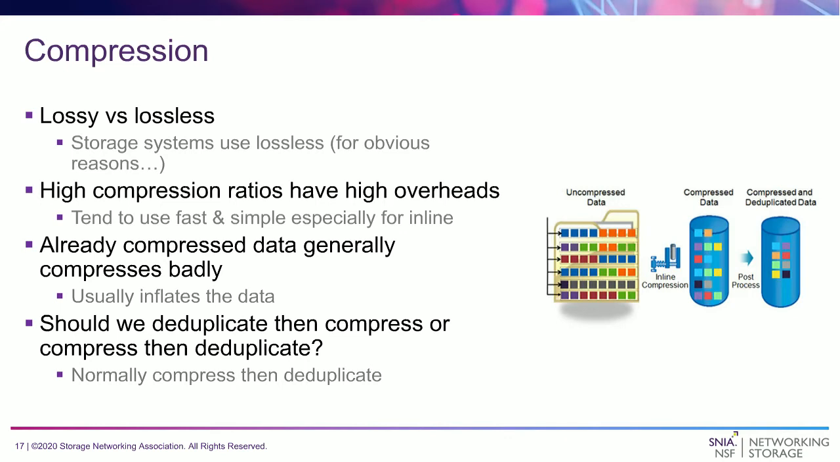The thing to note about compression is, although compression can be really good and you get some really aggressive compression rates, high compression ratios mean very high overheads. And we tend to use fast and simple compression techniques for inline compression. That is, compression carried out now as we're writing the data. It is possible to carry out compression later, and I'll talk about when these things are done a bit later in the presentation. But high compression ratios tend to have high overheads. The other thing to note is, already compressed data generally compresses badly.